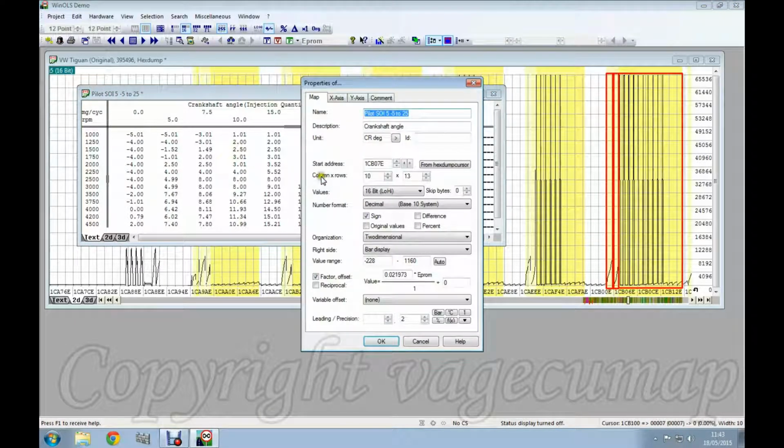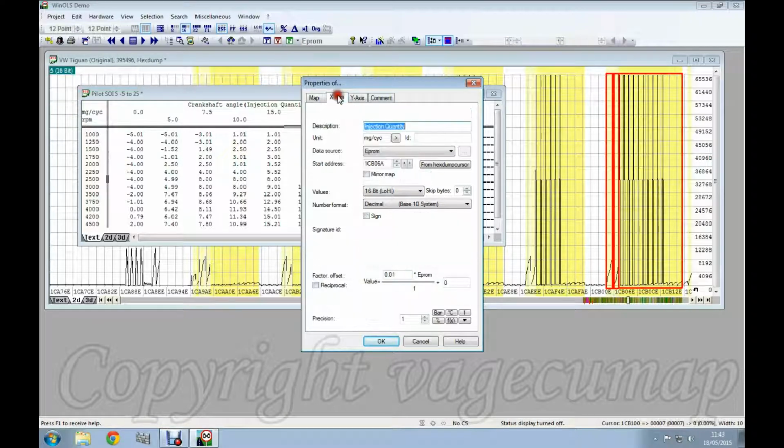And if we look at how we got those values, and ignore this naming up here because I suspect a lot of these names are incorrect, the output is crankshaft angle, in crankshaft degrees. The factor is 0.021973, which is different to EDC17. X-axis, injection quantity, milligrams per cycle, 0.01, just like it would be in EDC16, and y-axis, engine speed, revs per minute, 0.5, as it has been in all the other revs per minute maps that we've looked at so far in this series. So that's all fairly straightforward.